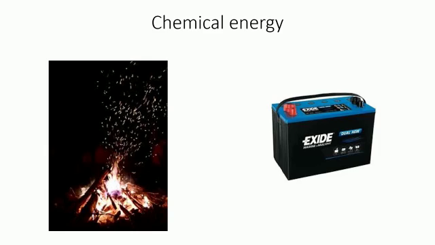Chemical energy is also required to produce electrical energy. Example, lead acid battery or the inverter batteries which are used in our homes. Hence, chemical energy is the energy obtained through the chemical action.